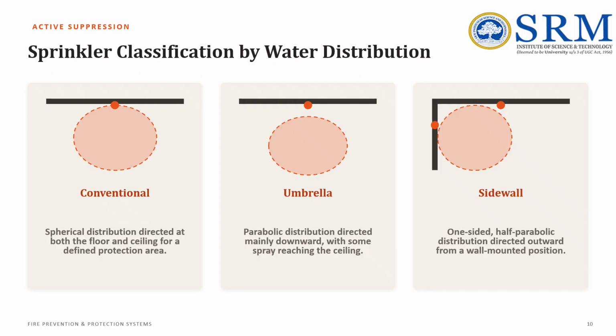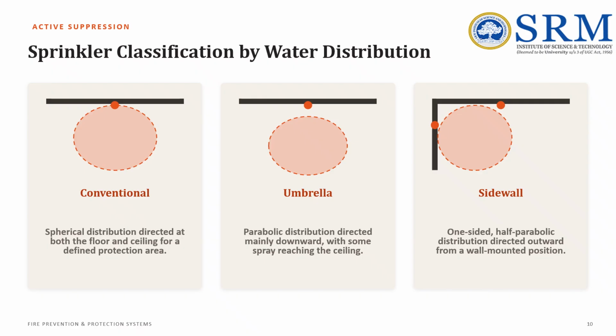So sprinklers are classified based on how they distribute water. Conventional sprinklers, umbrella and sidewall sprinklers. So conventional sprinklers spray water both upward and downward, providing uniform protection. Whereas umbrella sprinklers mainly direct water downward in a parabolic pattern and are commonly installed on ceilings. Sidewall sprinklers are mounted on walls and distribute water outward in one direction.